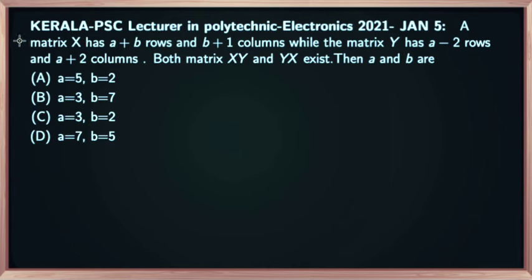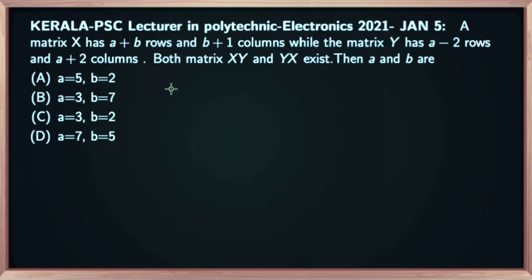This question was asked in the Kerala PSC Lecturer in Polytechnic Electronics 2021 exam. A matrix X has A plus B rows and B plus 1 columns, while matrix Y has A minus 2 rows and A plus 2 columns. Both matrix XY and YX exist. Then A and B are.